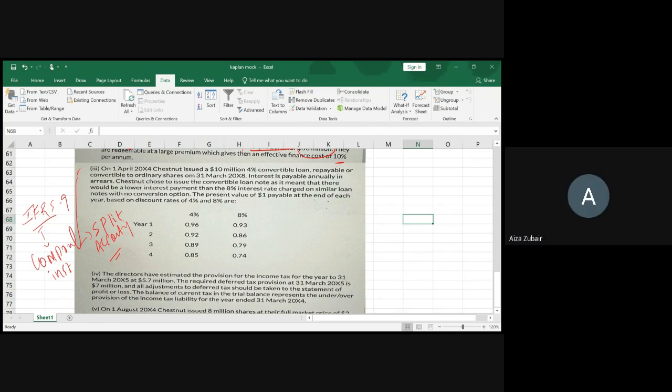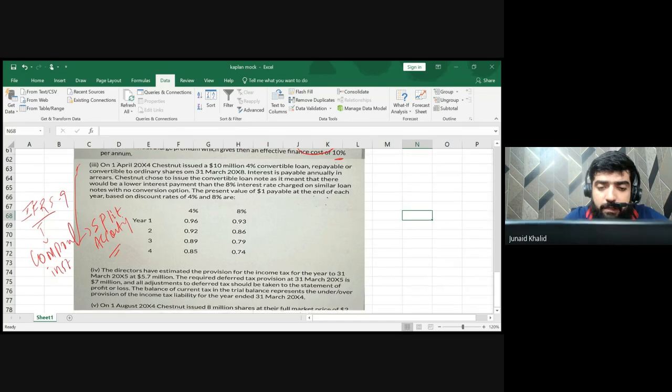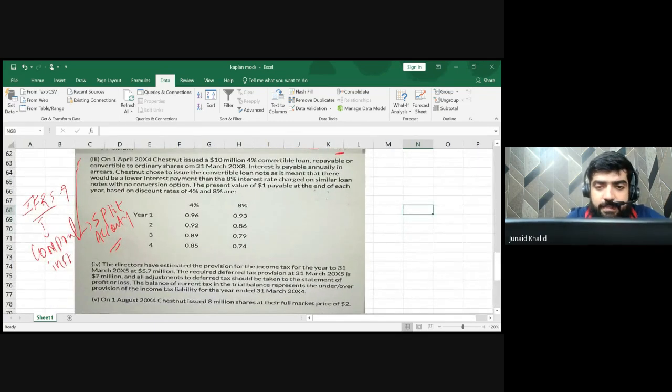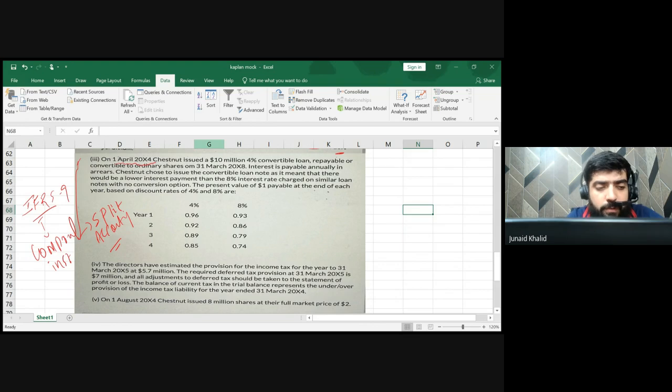Yes. Okay. Now, obviously, we need to solve this one, and we need to calculate the interest expense and everything. And one more thing, this convertible bond was issued on 1st April 2004, which means only 1 year has passed, right? Yes. Okay. Now the fourth adjustment.